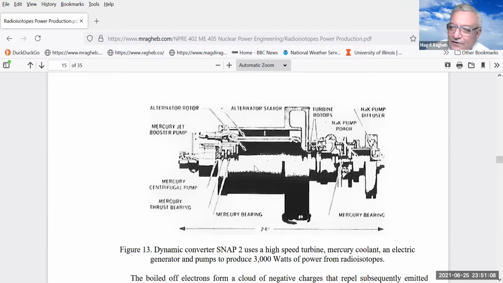You notice, of course, mercury is extremely toxic. However, in that SNAP-2 type of generator, using radioisotopes as a heating source, you can get 3 kilowatts of power. So in that case, use a high-speed turbine, use a mercury coolant, and an electric generator and pumps to produce 3 kilowatts of power.